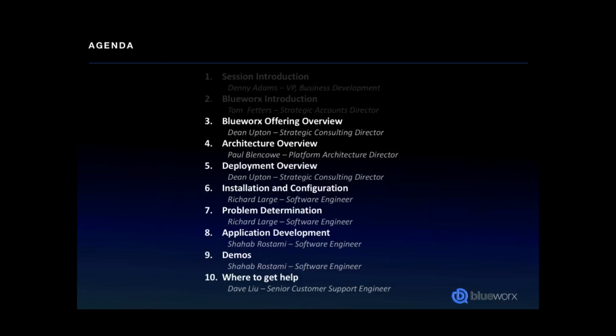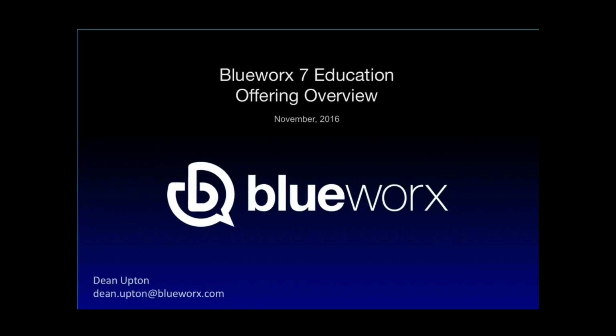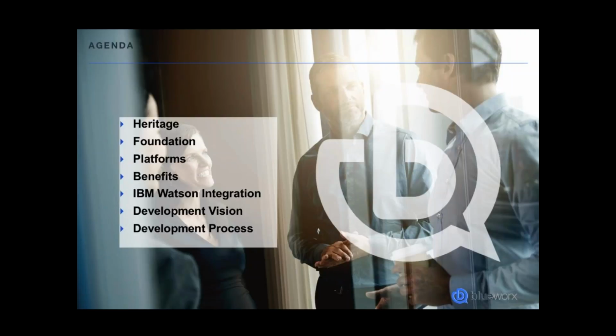Okay, so next we're going to talk about the software, the background behind it, where it comes from, its strengths, and how it's developed, before we dive into a description of the software itself. So bear with me a second, and I'll bring up that slide. We're going to go through where we've come from, our strengths, our benefits, how we integrate with Watson, and how we develop our software.